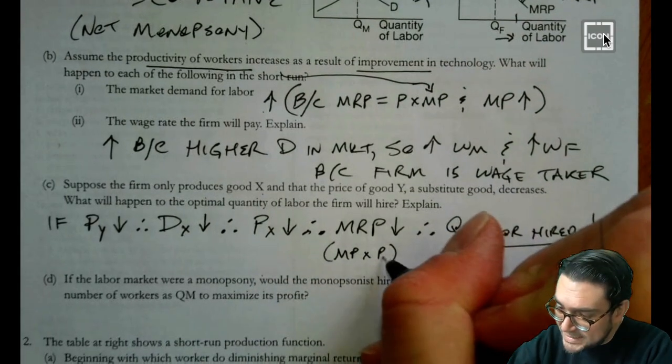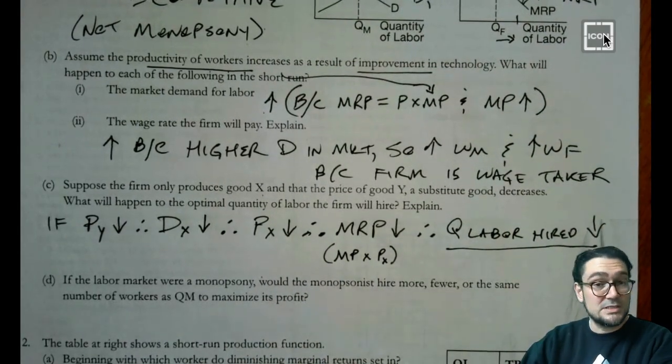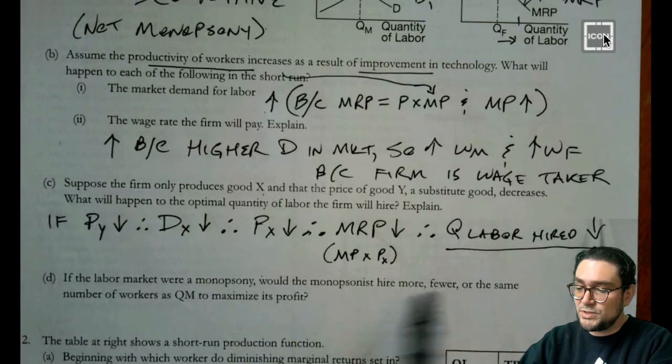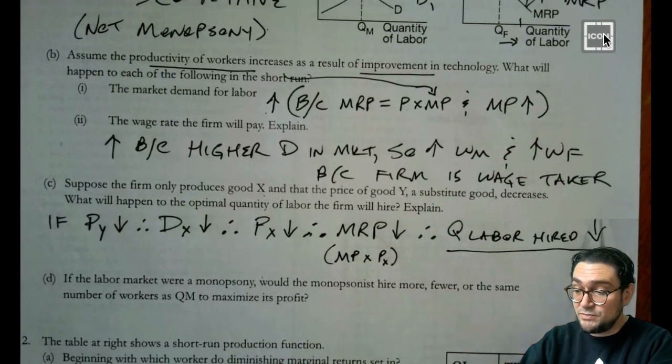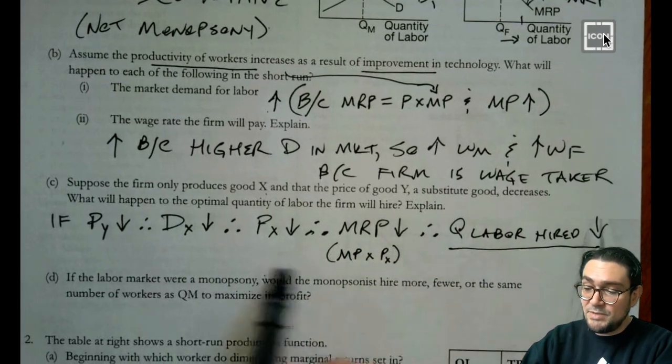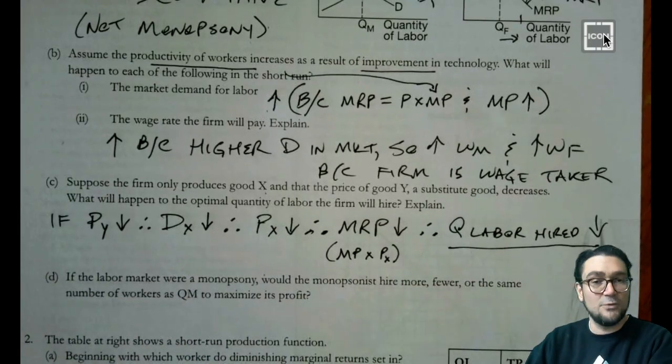That's the price of good X right there. The marginal product is going to stay the same, the productivity of the workers or what have you. But the MRP decreasing is going to decrease the demand for labor, which decreases the quantity of labor hired. And that's the kind of full answer that they're looking for in part C.